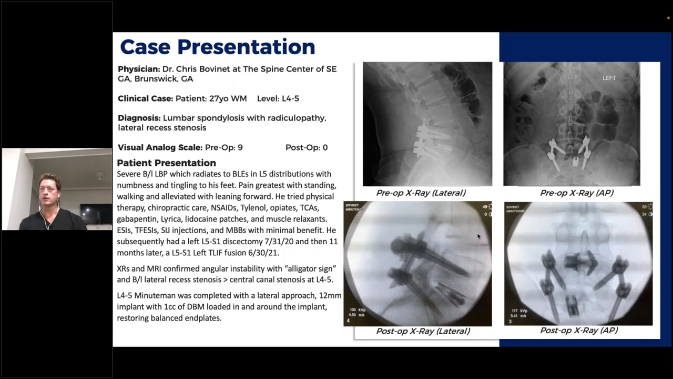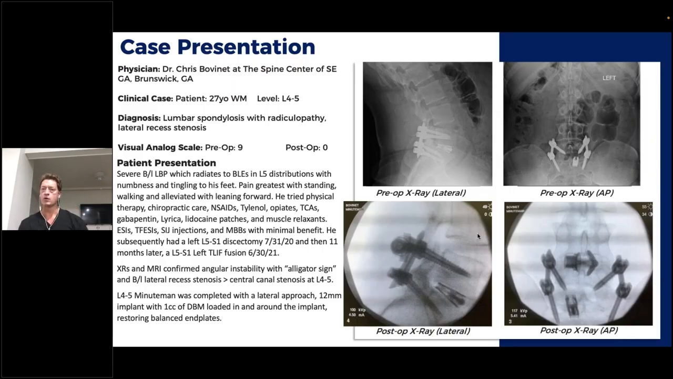AP, nothing out of the ordinary there. And with this particular patient, due to failure of conservative care, and this particular patient told me he actually had PTSD from his big surgery, and he did not want to go through that again at all. Didn't want to go see another surgeon. And with his MRI correlating with the bilateral L4-5 lateral recess stenosis, we could see it compressing the L5 nerve roots. He felt better with flexion. We saw that angular instability.